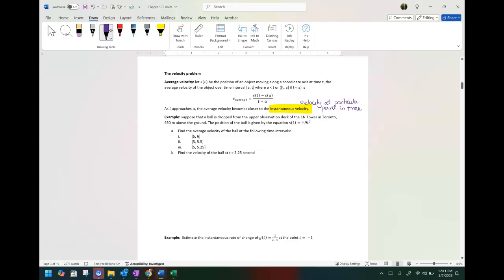Let's take a look at an example. Suppose that a ball is dropped from the upper observation deck of the CN Tower in Toronto, that is 450 meters above the ground. The position of the ball is given by the equation S of t equals 4.9 t squared. Find the average velocity of the ball at the following time intervals.